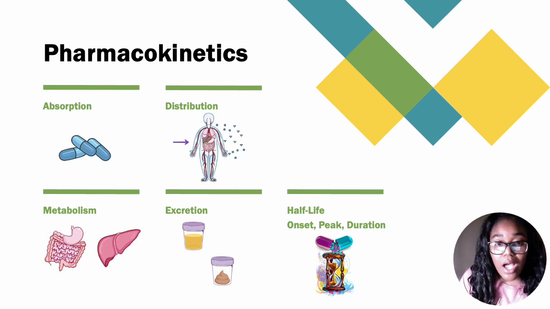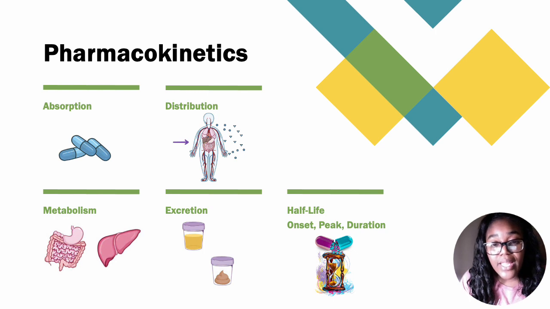So when we talk about pharmacokinetics, we split it up into several different portions. The first portion is absorption, and absorption is the movement of a drug from its site of administration, again, your routes of administration, so IM, IV, PO, things of that nature, into the bloodstream for distribution to the tissues.